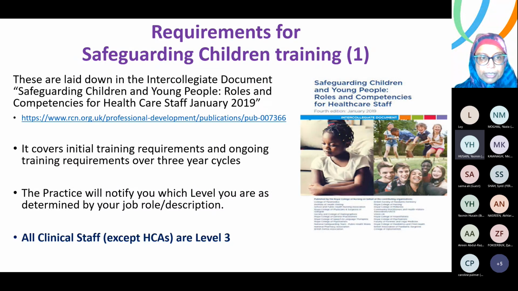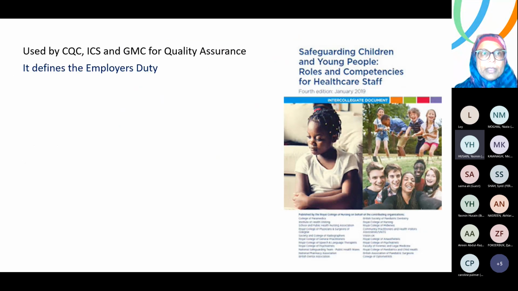And this is the intercollegiate document. If you're not familiar with it, it covers your initial training requirements and ongoing training requirements over 3 years. The practice will notify you which level you are as determined by your job role, and all clinical staff except healthcare assistants are regarded as level 3. So let me just tell you a little bit about the document. It's used for quality assurance by organisations like CQC, the ICS, ICB and GMC. So heaven forbid, if you had some sort of safeguarding disaster at your practice, this is what you would be benchmarked against. So you need to keep up to date with it.